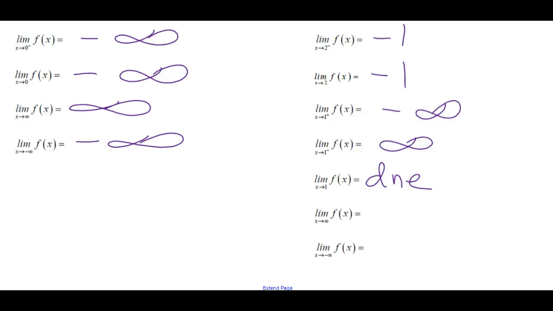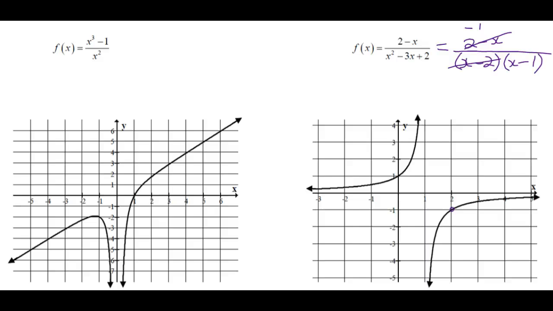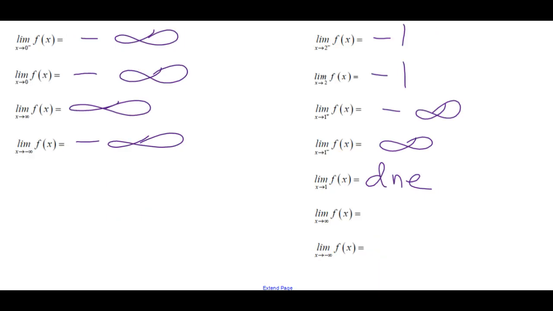What's the limit as x approaches infinity? Zero. And as x approaches negative infinity? Okay, so they're both 0, right? That's right. Our horizontal asymptote is what happens when we go way out, either to the left or to the right, to infinity or negative infinity.